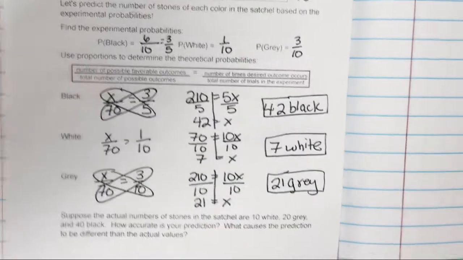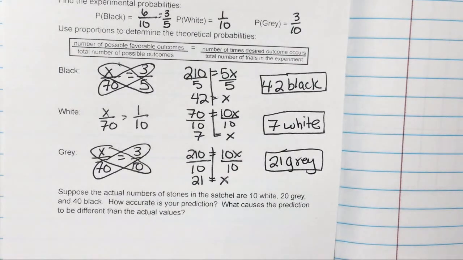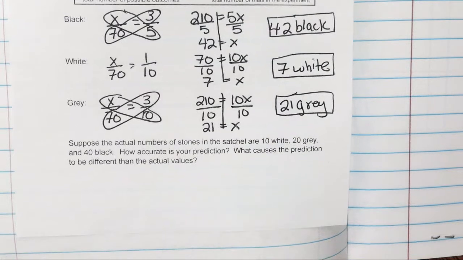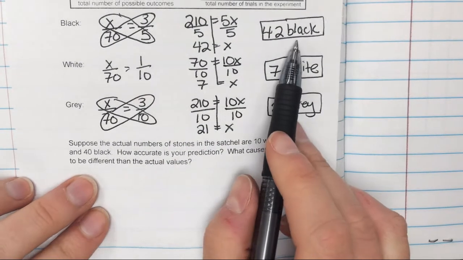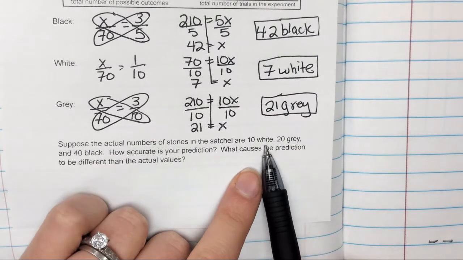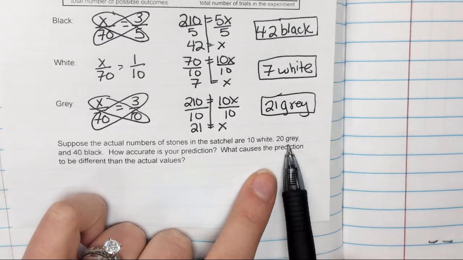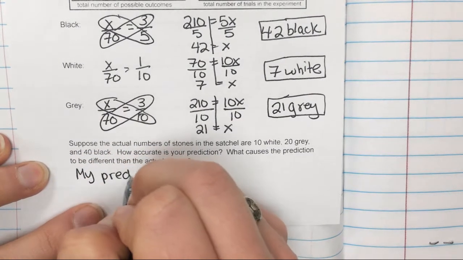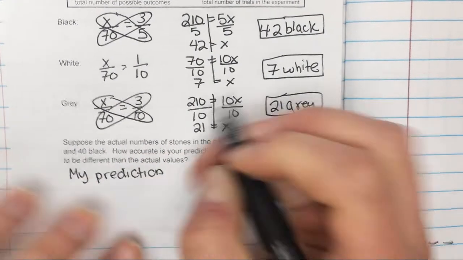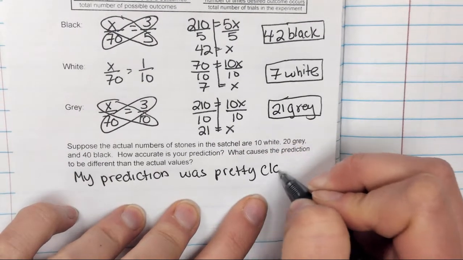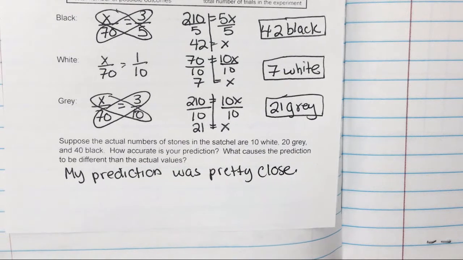All right, suppose the actual number of stones in the satchel are 10 white, 20 gray, and 40 black. How accurate is your prediction? What causes the prediction to be different than the actual values? So if I look at my prediction, I thought there were 42 black, and there were actually 40. I thought there were 7 white, and there were actually 10. And I thought there were 21 gray, and there were actually 20. So the values are pretty close. So my prediction was pretty close. Not perfect, but it's pretty close.